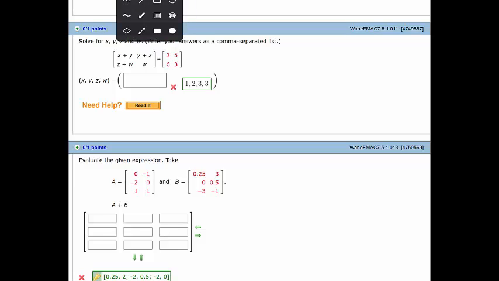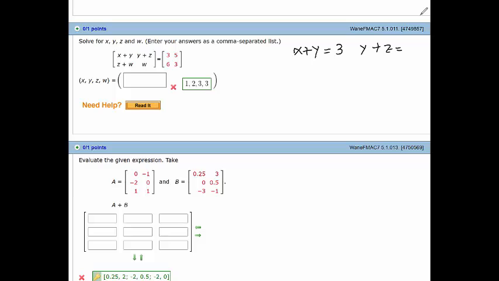So the meaning of this one is, now you see x plus y. You see my handwriting? Yes. So x plus y is 3, the first element. Then you have y plus z equals 5. And then you have z plus w is 6. And then w equals 3. If w equals 3, I can put it back here. So z plus 3 equals 6. So this is back substitution. We have seen already in chapter 4.